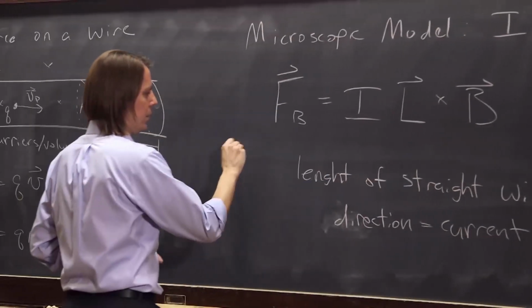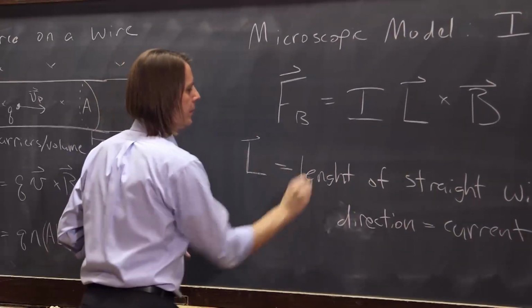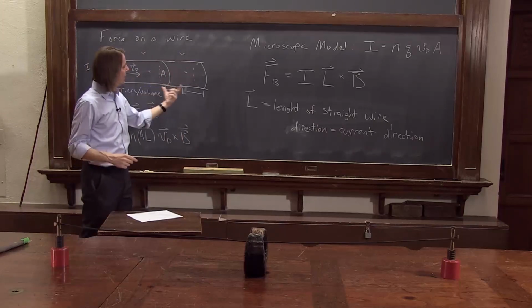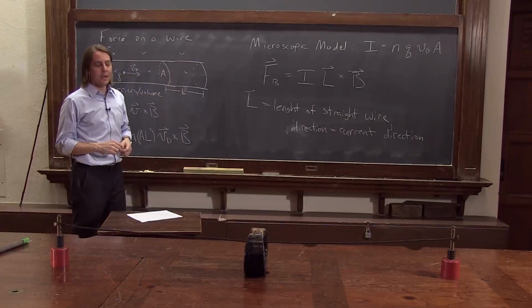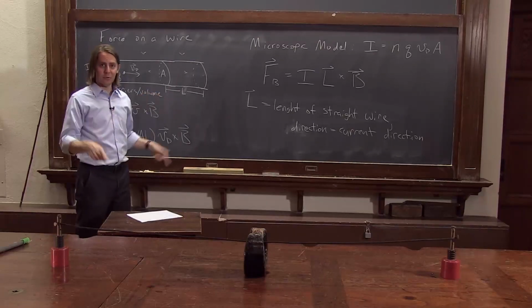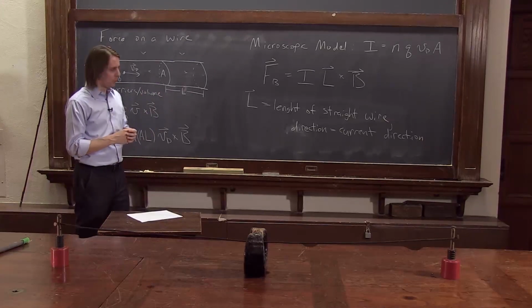Okay, so L. That's just a vector. It points along the current, and has a magnitude equal to the length. Now, not all wires are straight. It's hard to get current to flow in a wire that's straight, that doesn't loop back to a circuit, right? So next we'll think about what to do with a curvy wire.